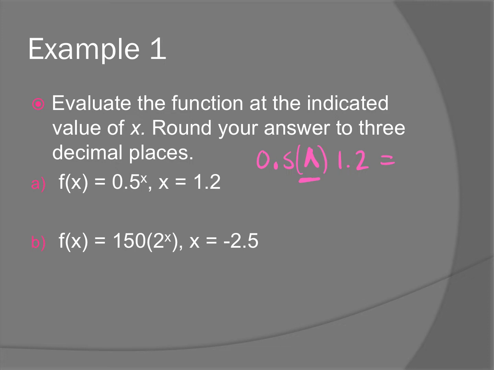If you're putting it in the phone calculator, you would do 0.5, and then there's a button that says x to the power of y, so you click that button, and then 1.2, and then equals, and it should evaluate it for you. So it says round to 3 decimal places, so this would be 0.435. For B, we do the same thing.